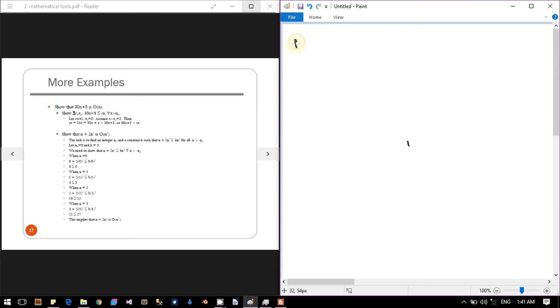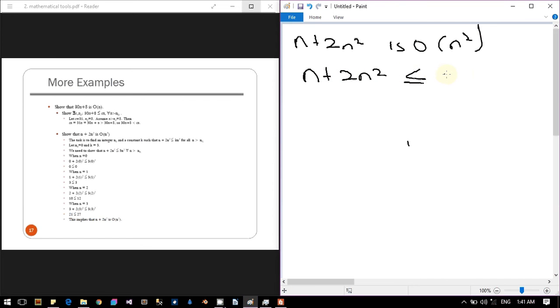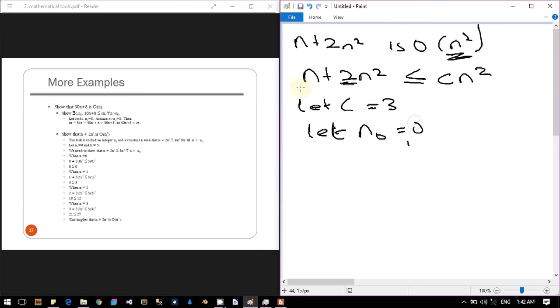They said prove that n plus 2n squared is of order n squared. What does that mean? It's the same thing. n plus 2n squared is less than a particular function c n squared, not cn this time because it's of order n squared. So here we can say let c be 3 because here it's 2, and we can say let n naught be 0 because here n is negligible, there's no value. So we can say n plus 2n squared is less than 3n squared. n is less than n squared, which is definitely true.